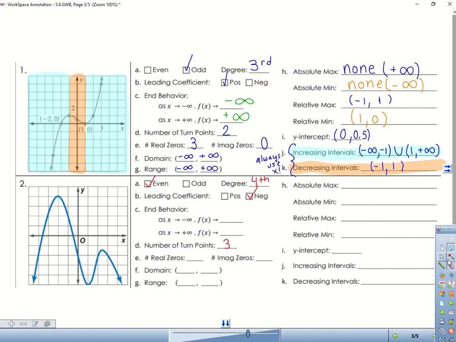Now we're just going to write out our end behavior. So since it's going down on both sides, negative infinity, negative infinity. Okay, that just means it's going down on both ends.